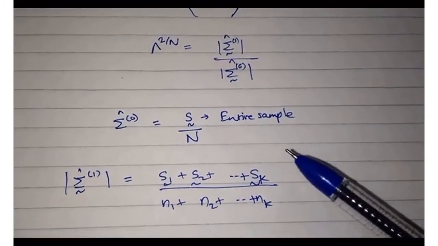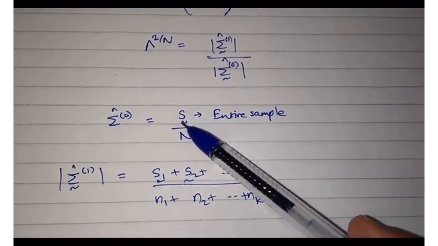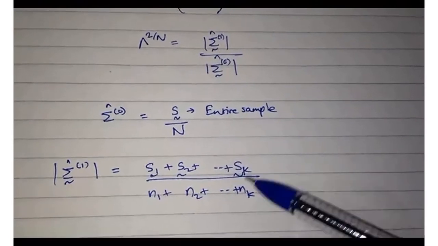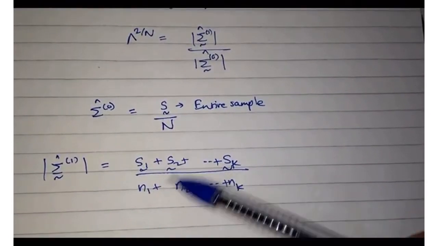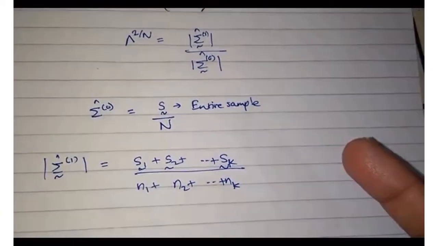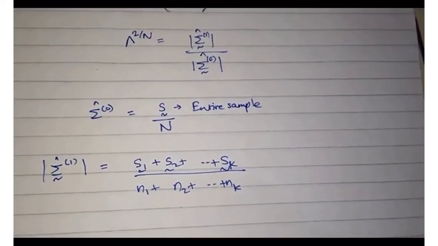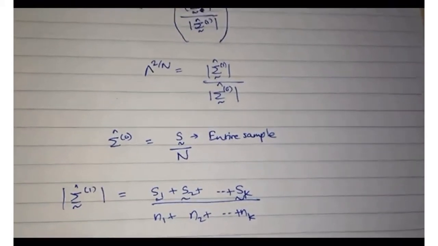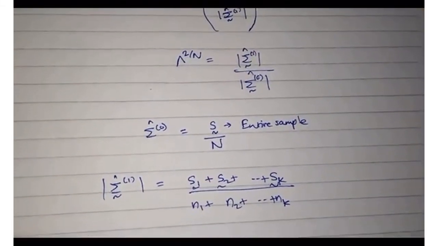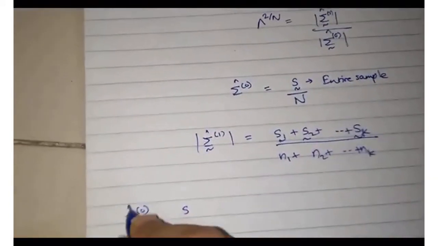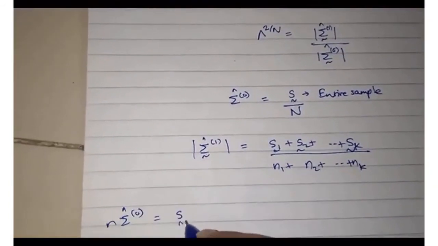If I want to do that, what I need is to bring in individual means. Again, we have done this in the case of LRT for a single sample. We are doing something exactly similar. So this sigma naught hat times n is actually S.